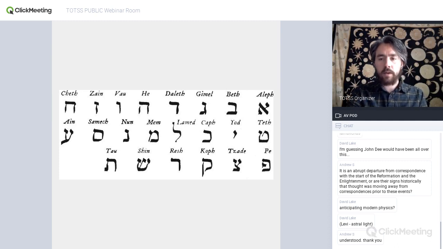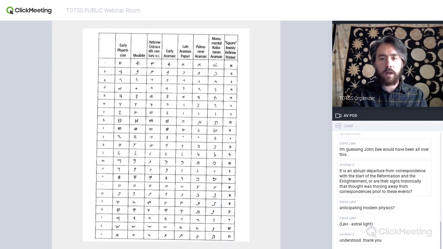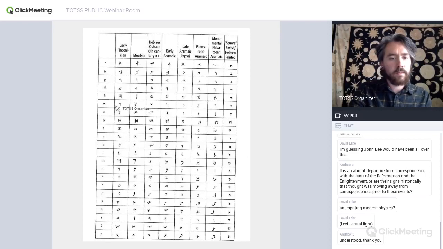So the Hebrew alphabet derives from the Phoenician alphabet, which itself is derived from Egyptian hieroglyphics. You can see here, I stole this image from Kieran Barry's book, The Greek Kabbalah. On this column here, this is the early Phoenician alphabet. And then you can see it going through a series of developments into Aramaic before finally arriving at the Hebrew alphabet that we know today.